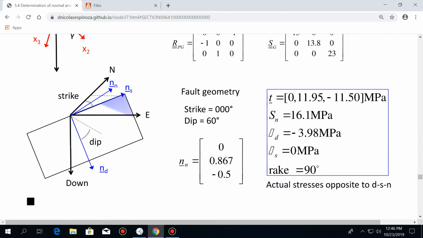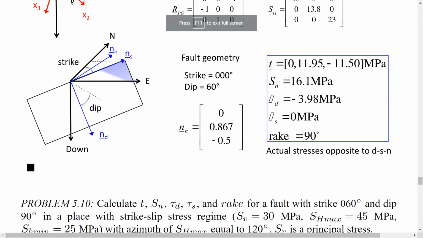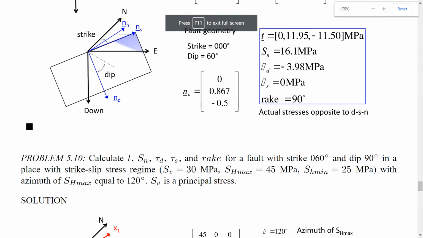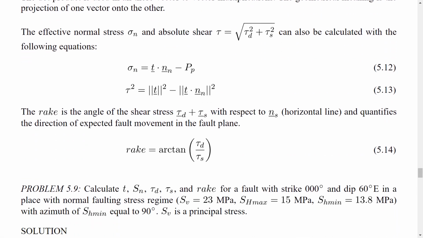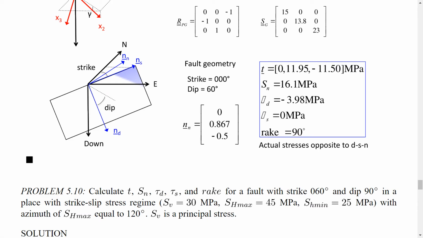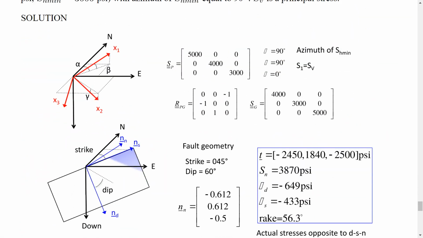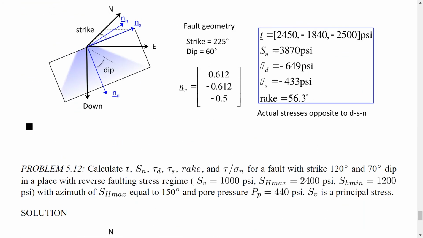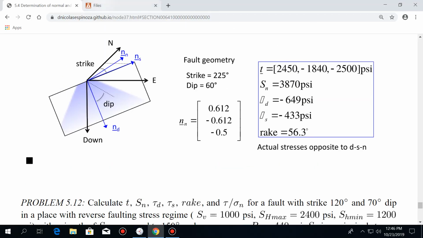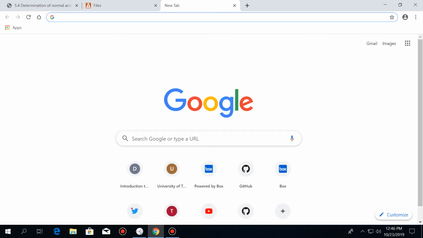And again, you can do all of these matrix multiplications and then dot products and calculate this tau d, tau s. And at the end of the day, you're going to be able to calculate all these points that are going to allow you to calculate what is normal stress and shear stress at any orientation.